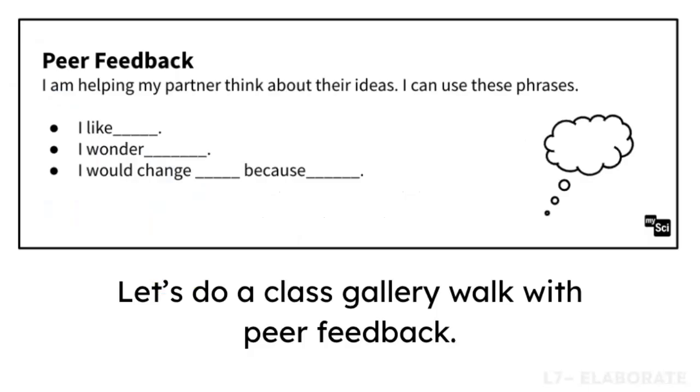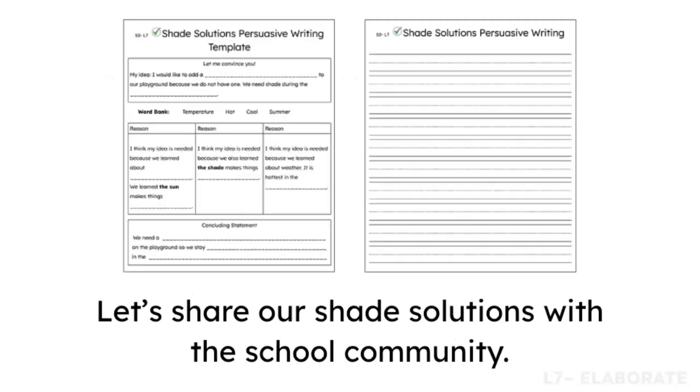In the elaborate portion, students will have a gallery walk to share solutions. You'll have students use the peer feedback table tent to identify one thing they like, one question they have, and one suggestion they have about their classmates' solutions. If students have a playground at their school without shade, they could present their solutions to their school principal, the PTO, or central office administrators to advocate for one to be added.